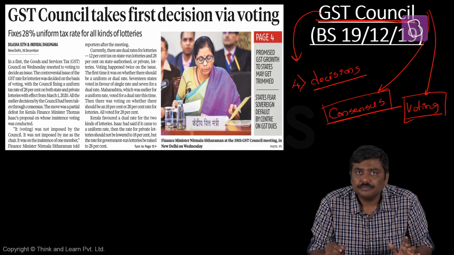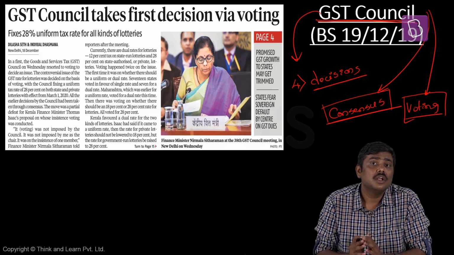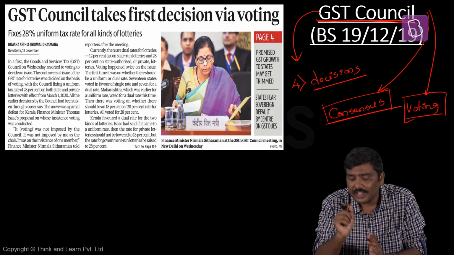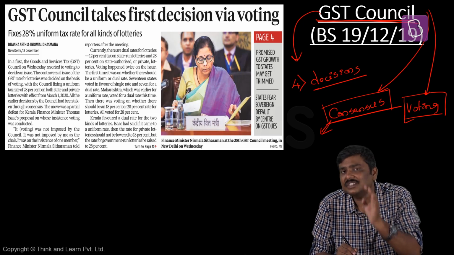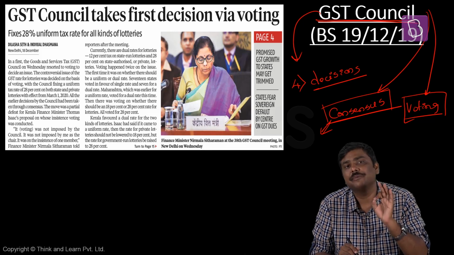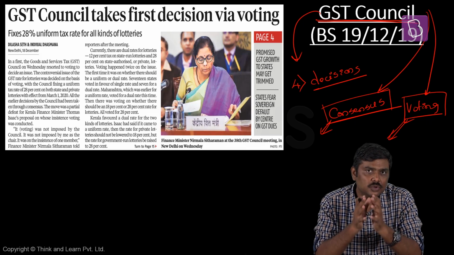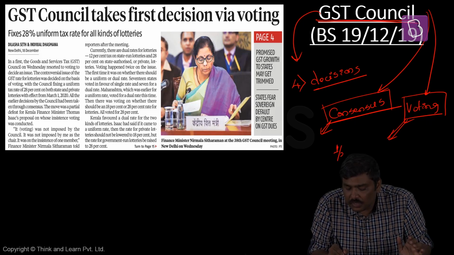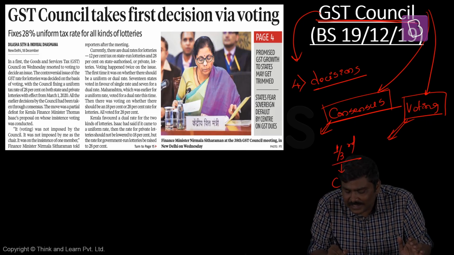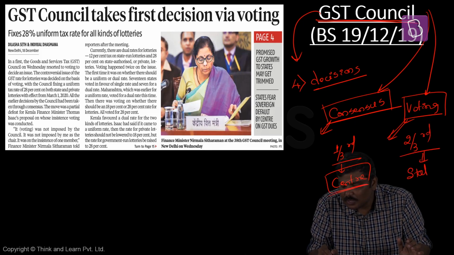And understand this, until very recently, all the decisions of the GST Council were taken through consensus. For the first time, in the recently concluded GST Council meet, there was a voting. Now, what is the idea of voting in the GST Council? Out of the total votes given to the GST Council, 1/3 of the votes will be given to the center, or the weightage of the vote for the center will be 1/3, and the remaining 2/3 of the votes will be distributed amongst the states as well as the union territories.